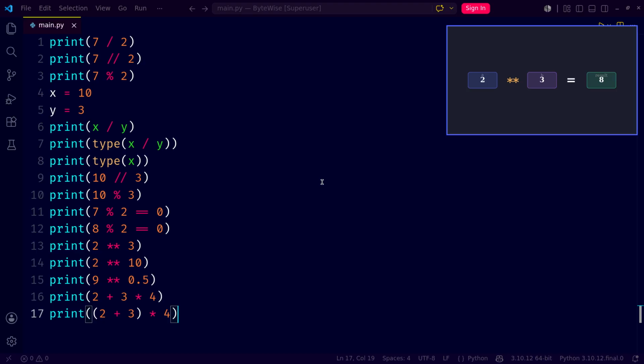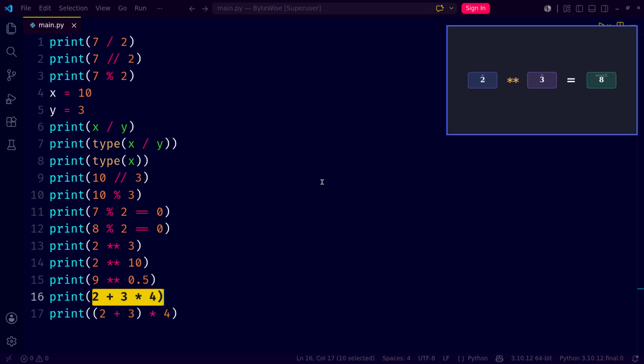Powers and how Python handles order of operations. 2 to the power of 3 is 8. The double asterisk handles any integer exponent. 2 to the power of 10 is 1024. Python handles large integer powers exactly with no rounding. 9 to the power of 0.5 is the square root of 9. 3. Fractional exponents work as roots.